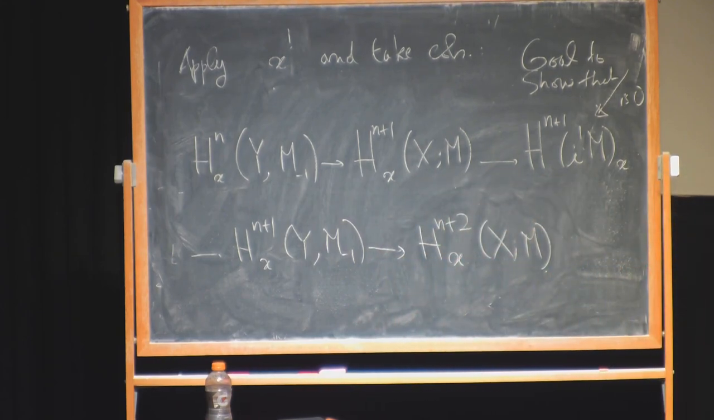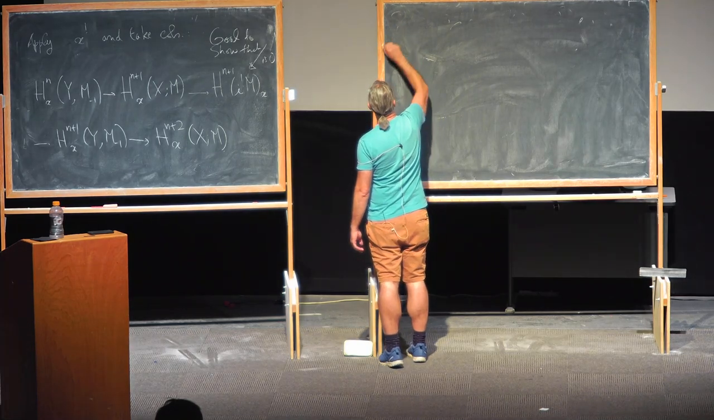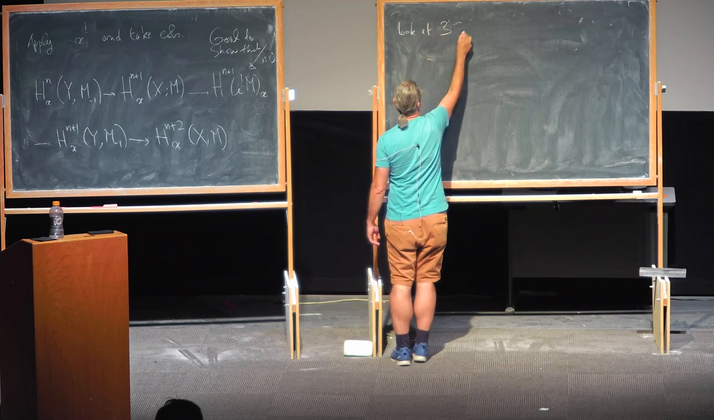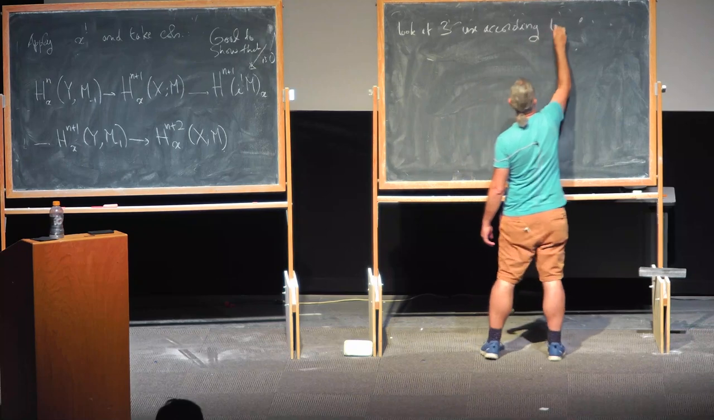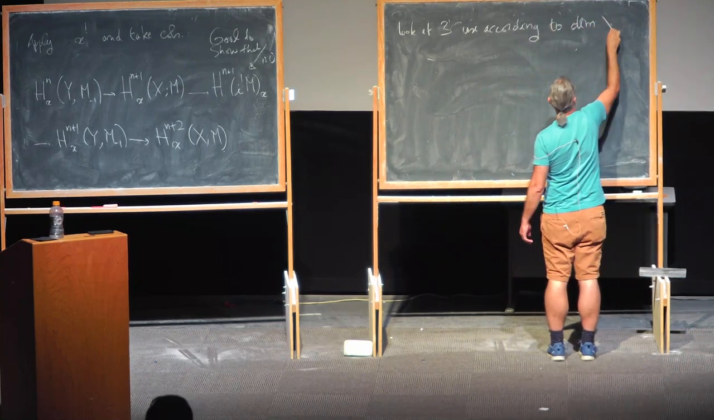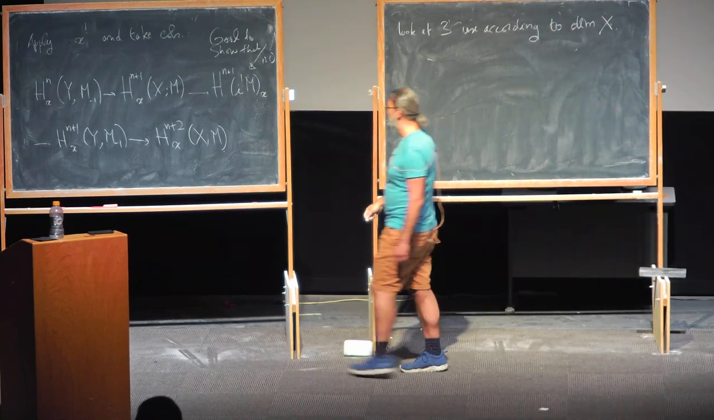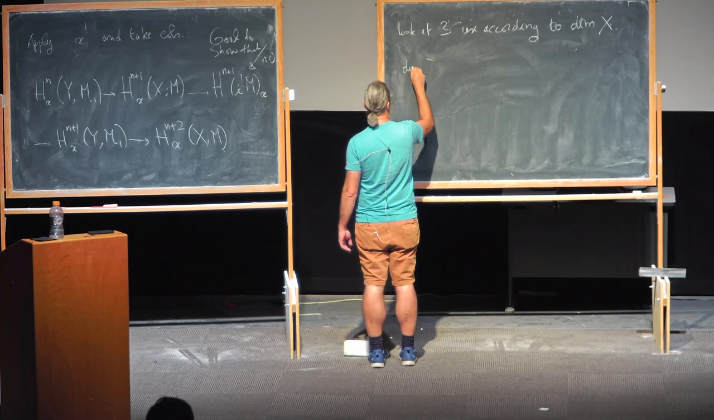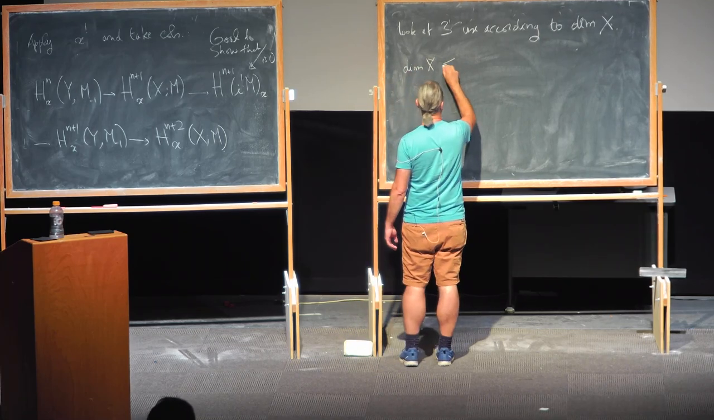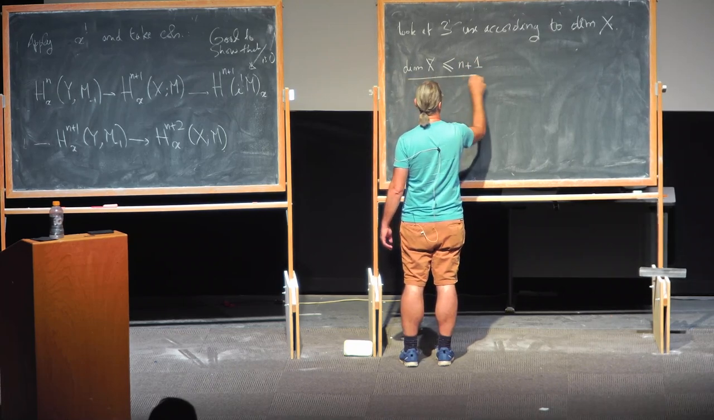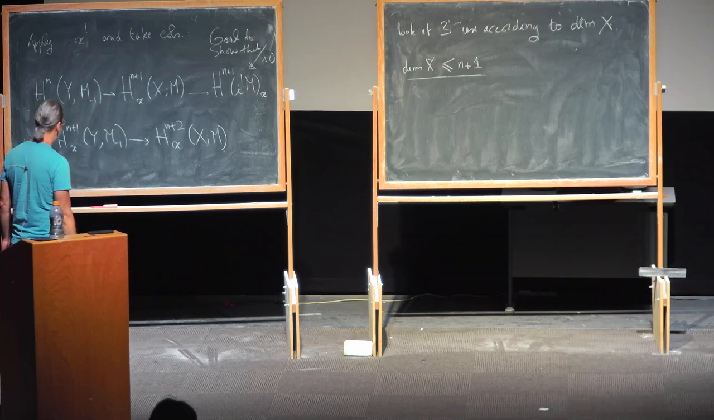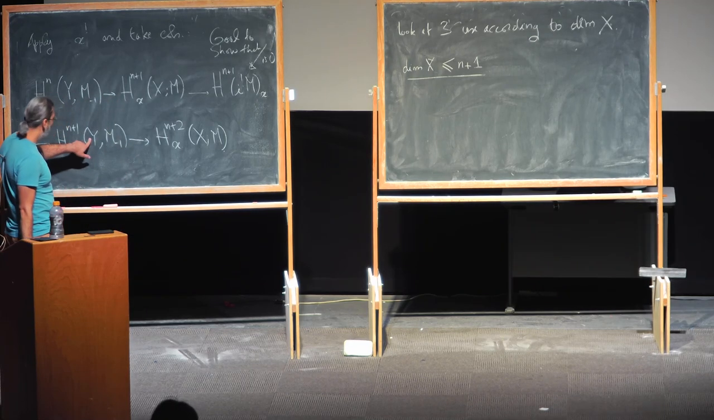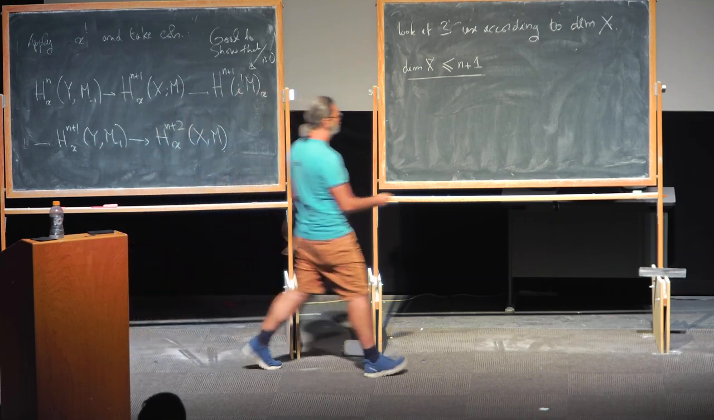So here, let's now do this. We will distinguish three cases, according to the dimension of x. All right, so maybe I start with the easiest. The dimension of x is smaller than n plus 1. The dimension of y will be smaller than n.